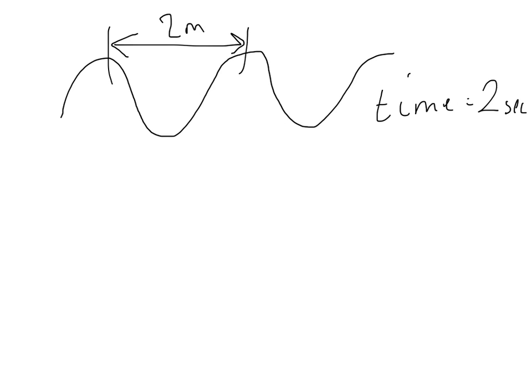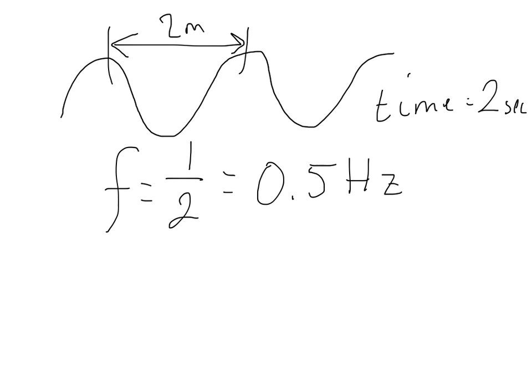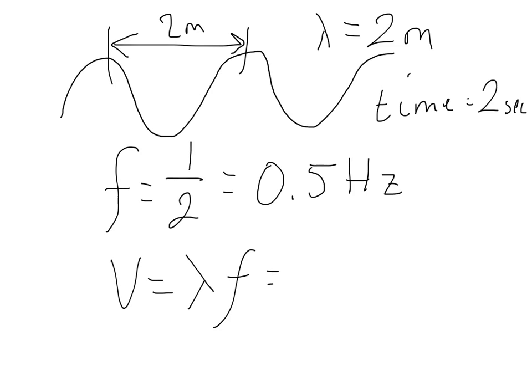So we know frequency, since we're talking about this one wave, is 1 over 2. So frequency is 0.5 hertz. We know 2 meters is our wavelength. So velocity is equal to wavelength times frequency, which is 2 times 0.5, which is 1 meter per second.